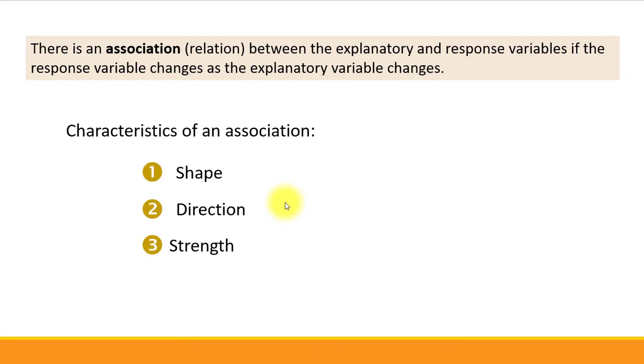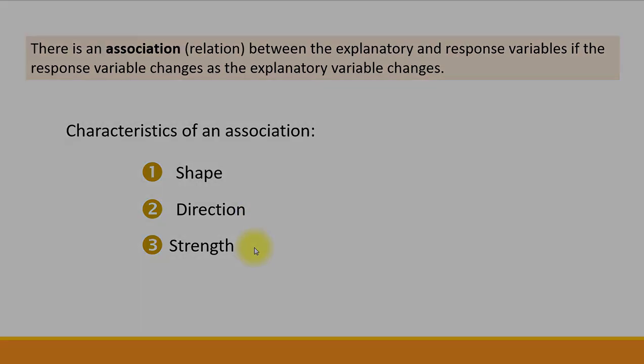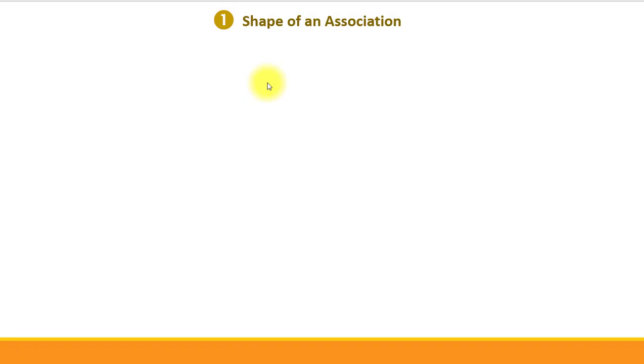And next we're going to learn how we can categorize associations based on their shape, direction, and strength. First, let's start with the shape of an association. We're going to split associations into 3 different groups. The first one is the linear association. Another name for it is correlation.